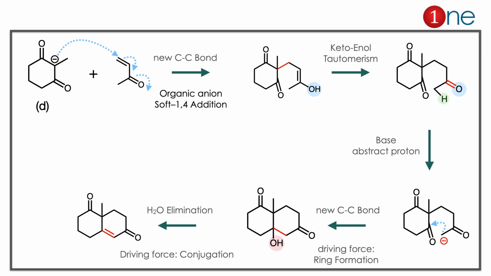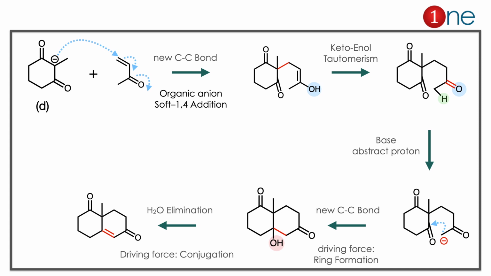Then you have base also. The base removes the proton, which is the acidic proton on the ketone. It removes it and a cyclic 6-member ring is formed. Here the driving force is cyclization. The cyclic product is more stable. Again an alcohol is there, so there is a chance of an alpha beta unsaturated system. So conjugation drives the water elimination. So the final product you have is the required one. So the answer is clearly D.